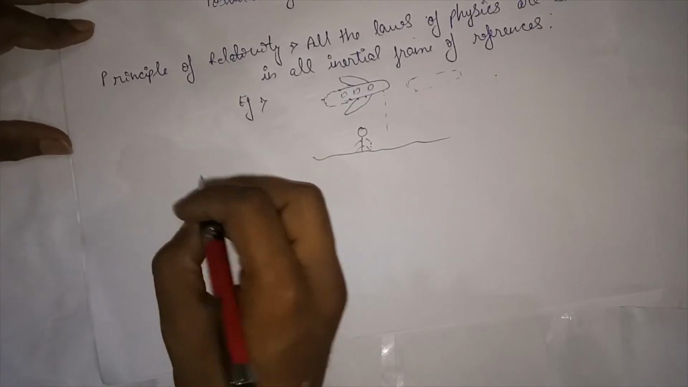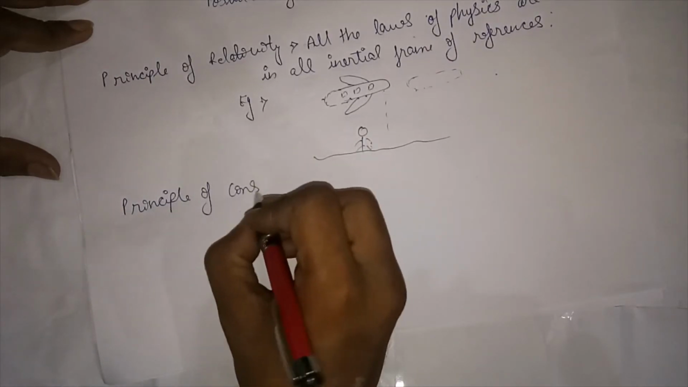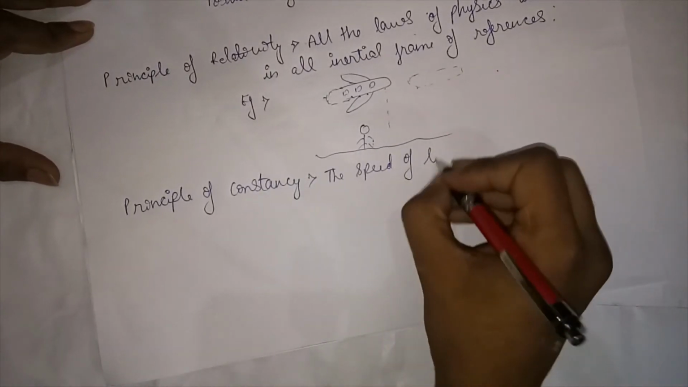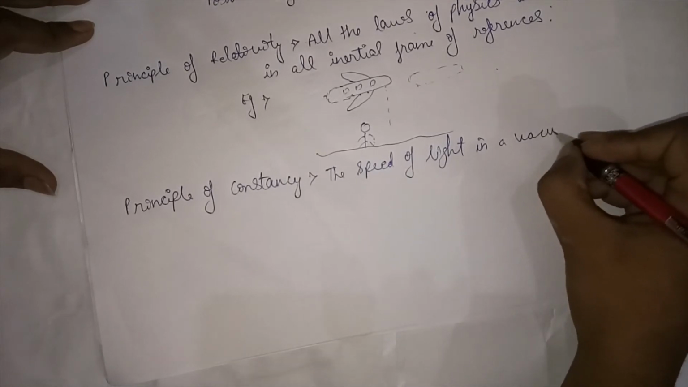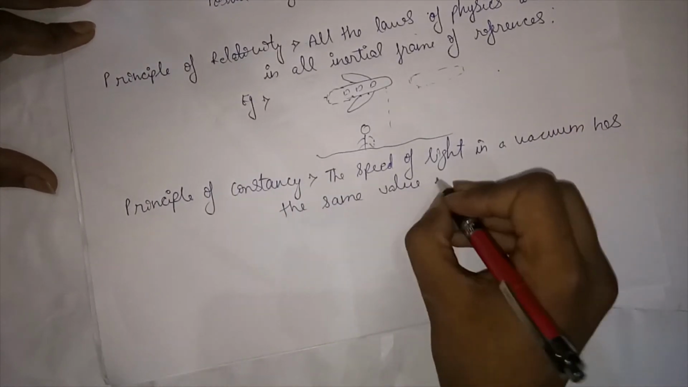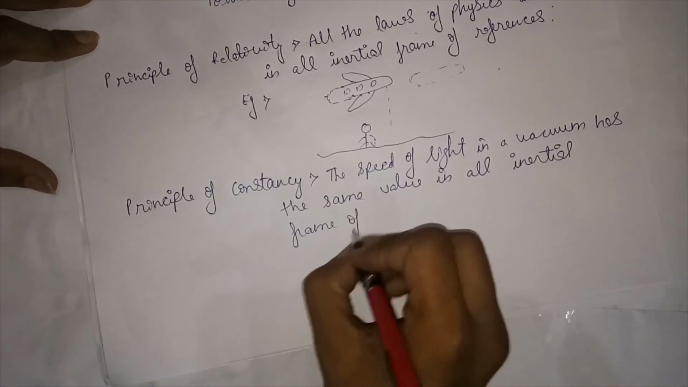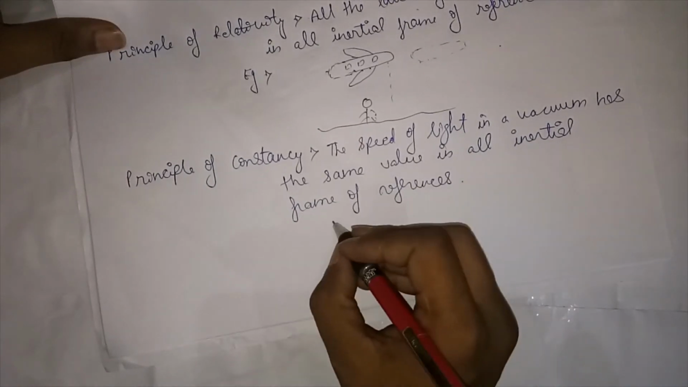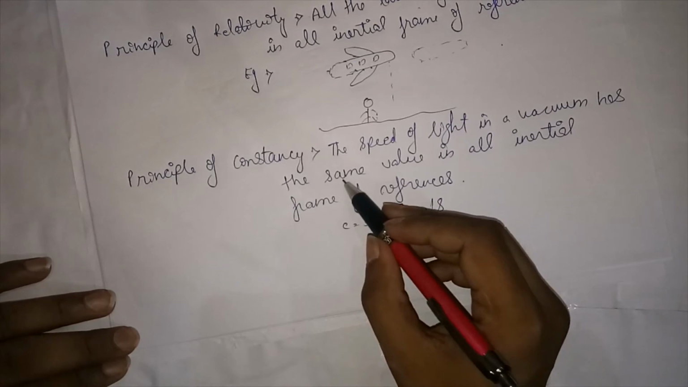Now moving to the second postulate, this is principle of constancy. And it states that the speed of light in a vacuum has the same value in all inertial frame of references. This is the principle of constancy, and I know you know the speed of light, that is c equal to 3 into 10 to the power 8 meter per second. So this is the principle of constancy.